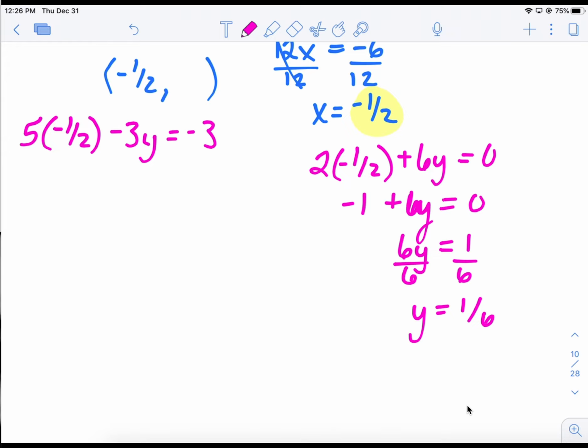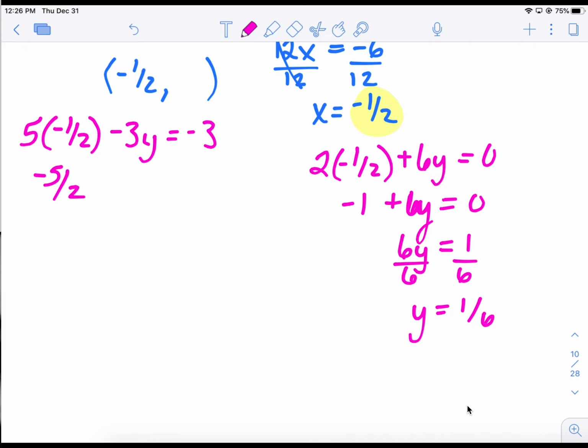But what if I had done a 5? Okay, this one's going to be a little bit trickier. We're going to need to convert everything to fractions so we can work with it, okay? So 5 times a negative 1/2 is negative 5/2, no problem. But right now, I'm going to make everything halves.